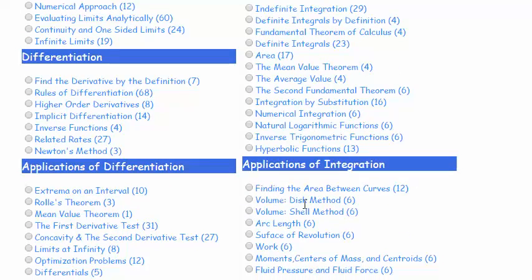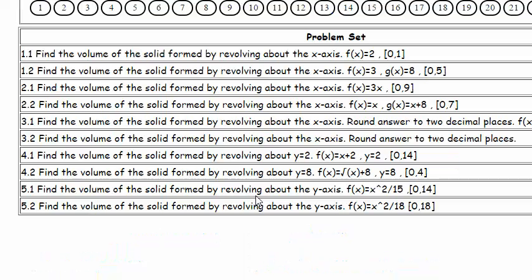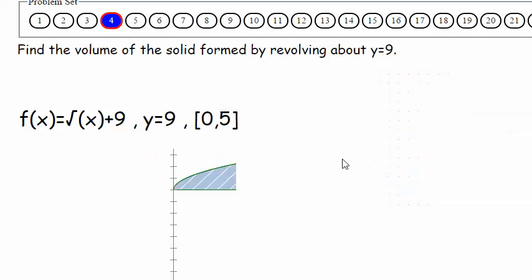We had to pause at the pause. Volume disk method, no, I think there's 10 problems now. Let's click on that. What are we doing? Oh, we're revolving something. Find the volume of the solid formed by revolving about y equals 9.